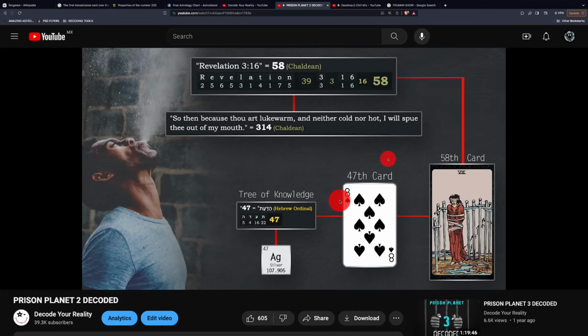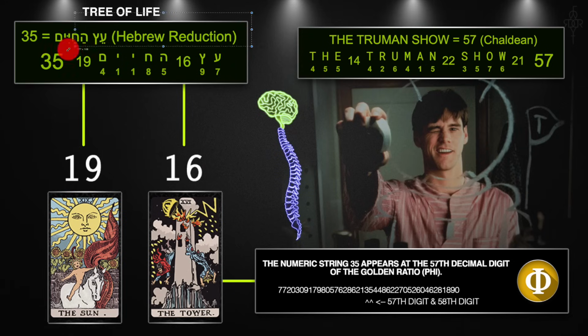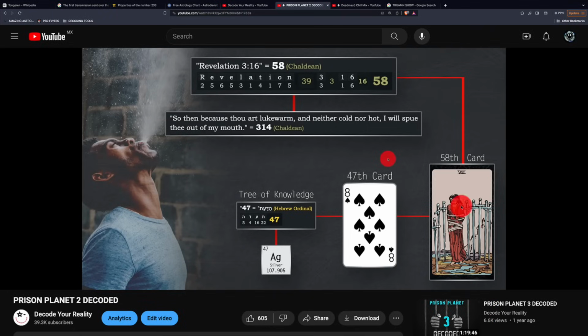And what about that 58? Well, it's tied to my birthday. I was born on the 35th day of the year. This occupies digit 57 and 58, and then my birth card, February 4th, is the 58th card in the tarot, which is the Eight of Swords, which correlates to my birth card, the Eight of Spades, which is the 47th card in the deck. The word scripted reality equals 47.